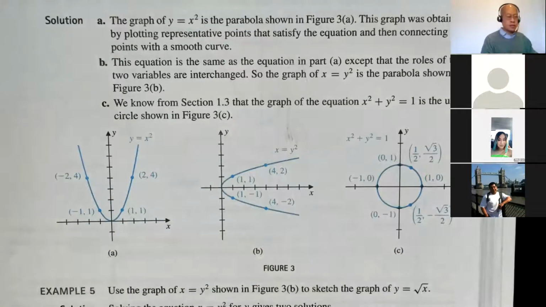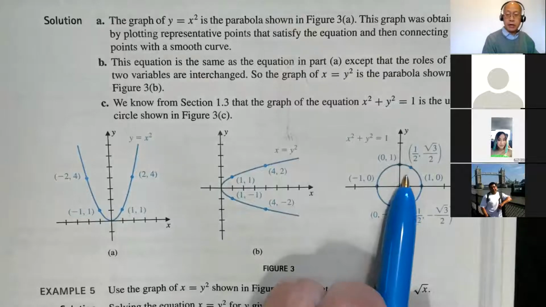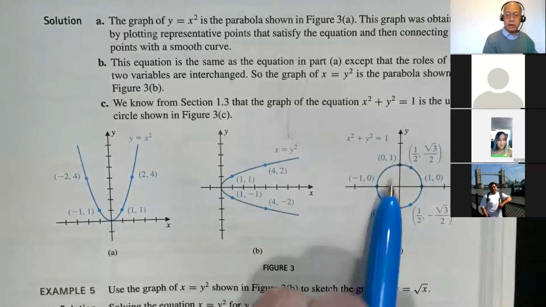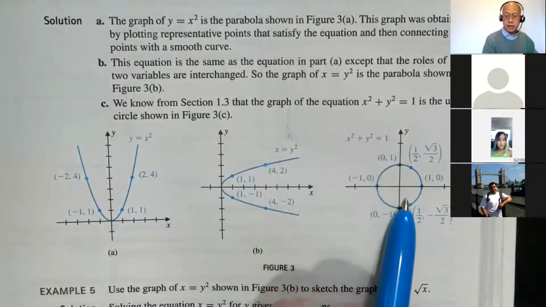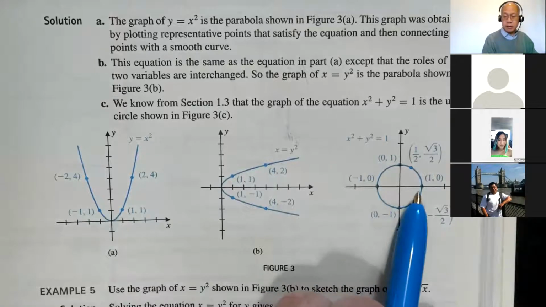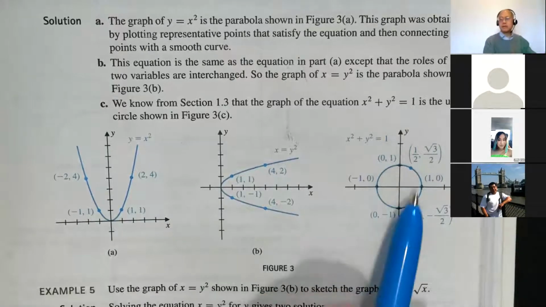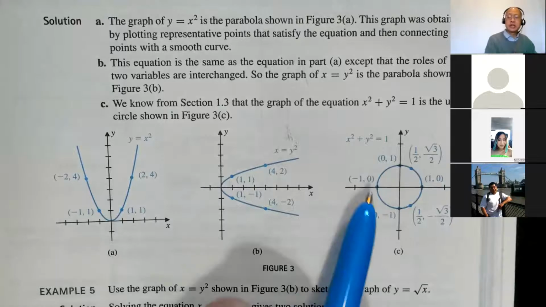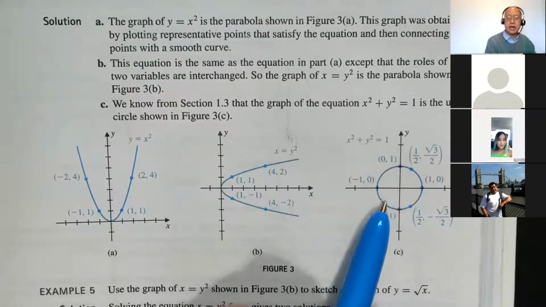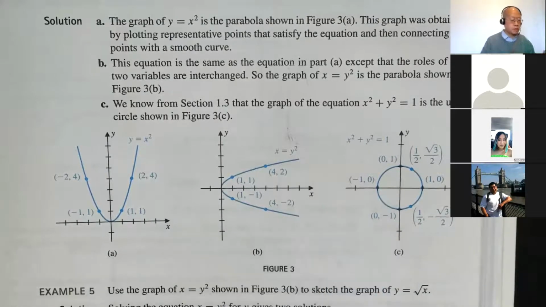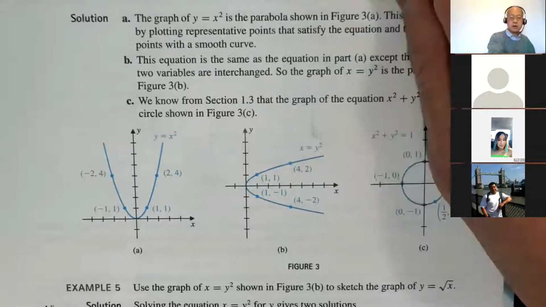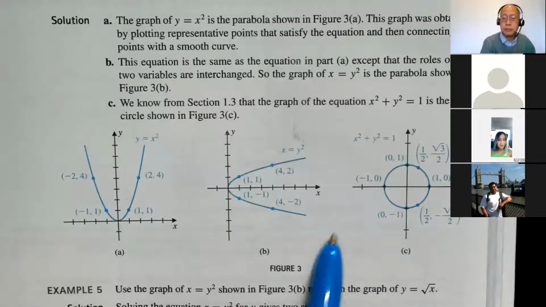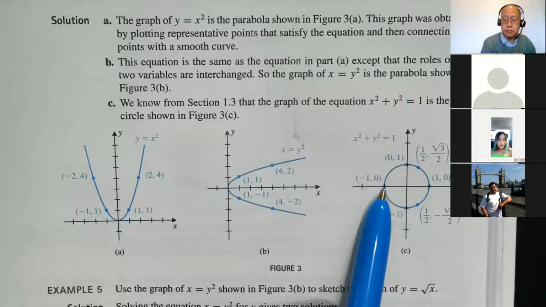And you also have origin symmetry. If you take any point and go across the origin, you get a corresponding point here, or this point here reflects over there, and so on. The circle is nice and symmetric. It exhibits all 3 symmetries: symmetry with respect to the x-axis, y-axis, and origin. The language we would say is symmetry with respect to the x-axis, y-axis, and the origin.